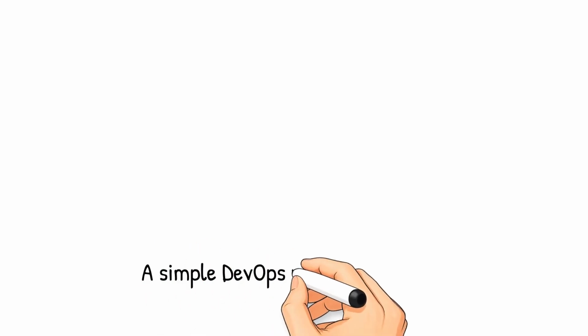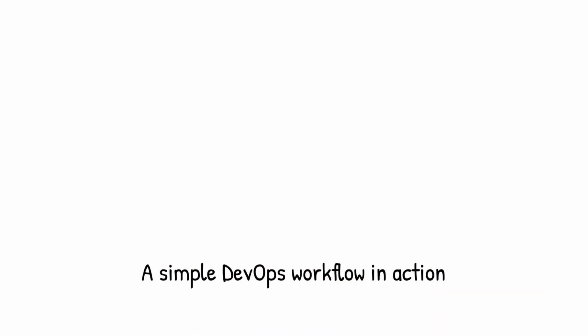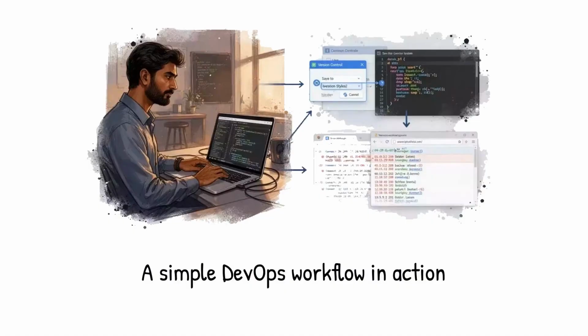Now let me show you a simple DevOps workflow, step by step. This is DevOps actually in action. Step 1, a developer writes some code. Step 2, the code is saved in a version control tool like Git. This tracks who changed what and when.